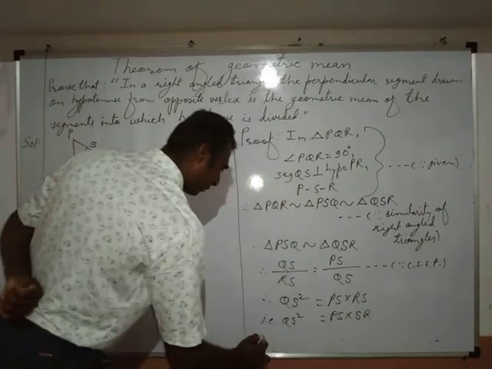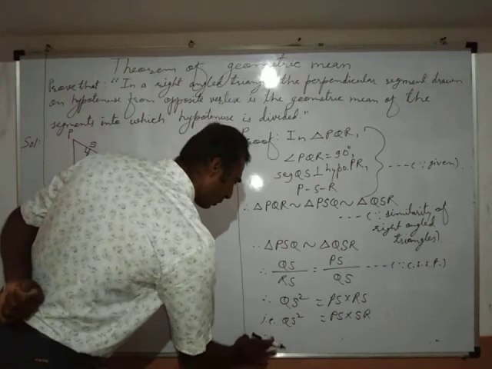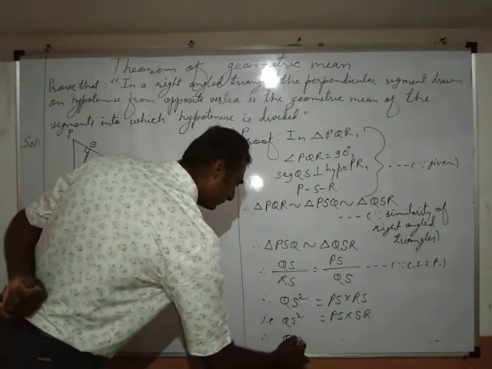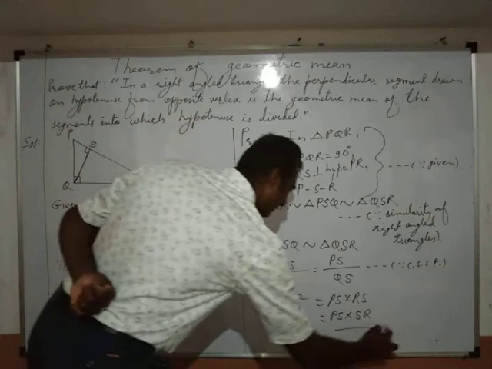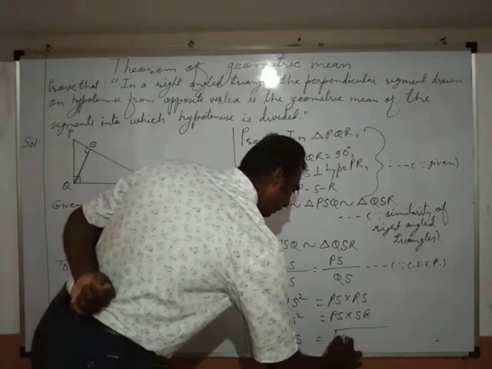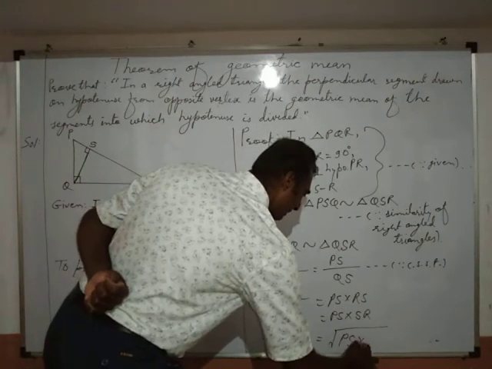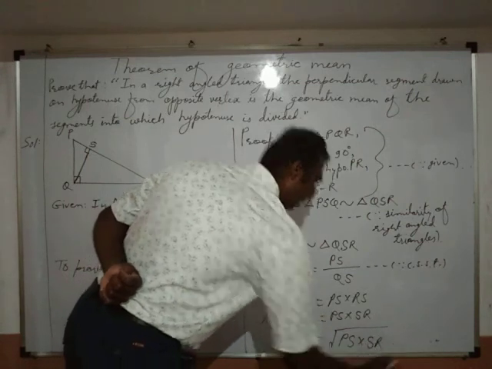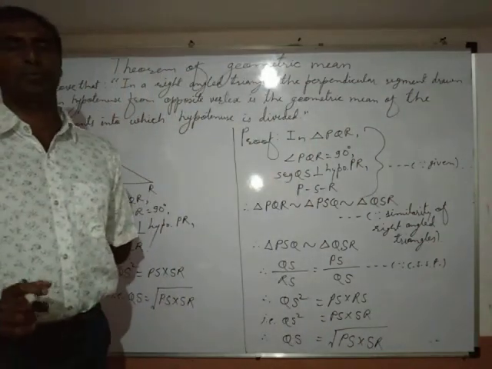Okay, and therefore by taking square roots of both sides, we get QS equals under root PS into SR. Hence the proof. Thank you.